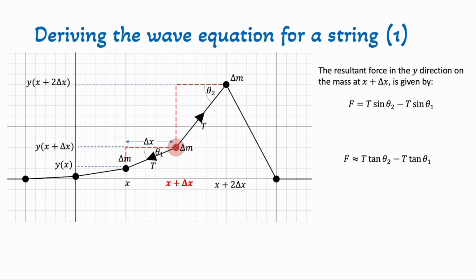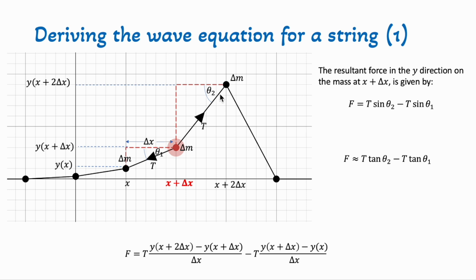Okay, now let's rewrite that, instead of in terms of these angles, theta 1 and theta 2, in terms of the y and x values. So I can write this. Okay, let's see what this looks like. So we've got F is T, and then the whole of this bit here is tan theta 2. So tan is opposite over adjacent. So we have the opposite, which is the height of this triangle here, which is y of x plus 2 delta x minus y of x plus delta x. So that's the opposite side.